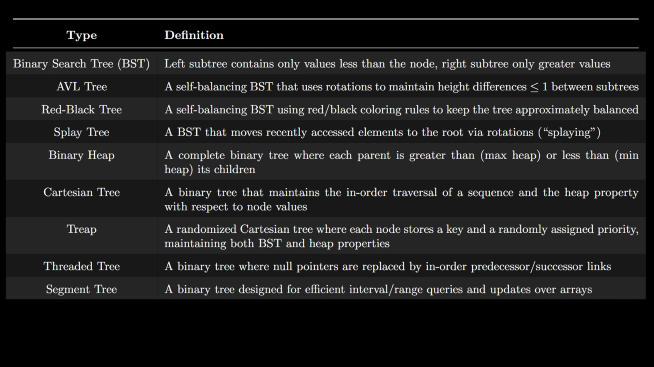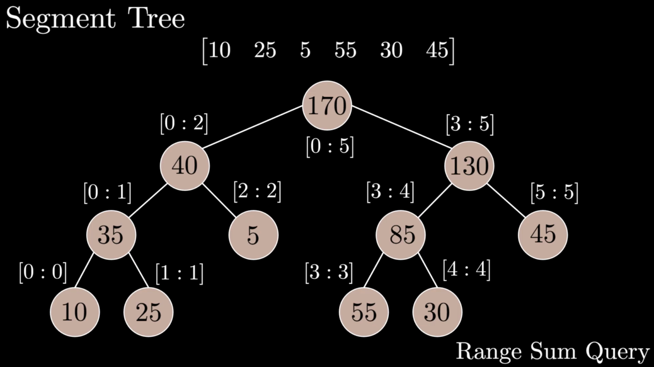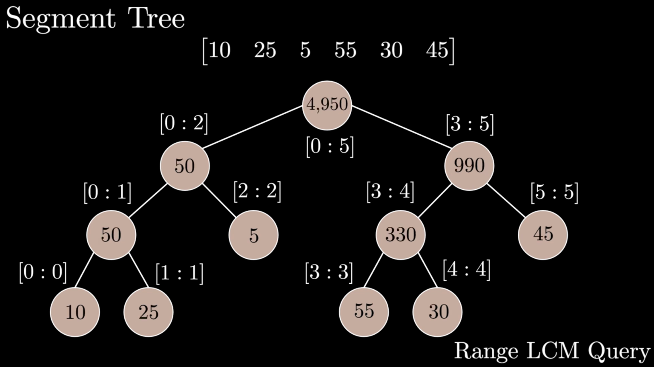Say we have been given this array of numbers. We can construct a segment tree that allows us to efficiently compute the sum of any range within the array. And this segment tree tells us the least common multiple over each range.